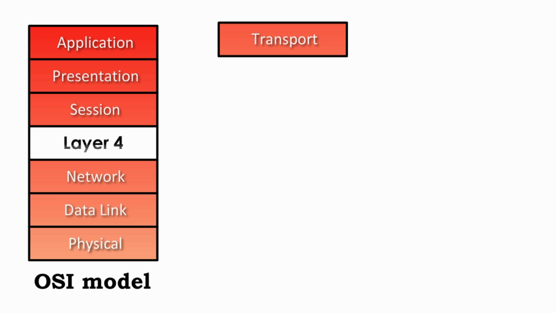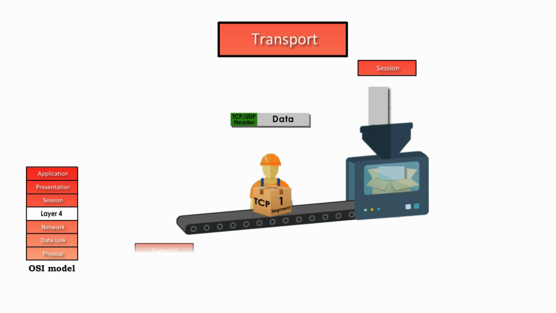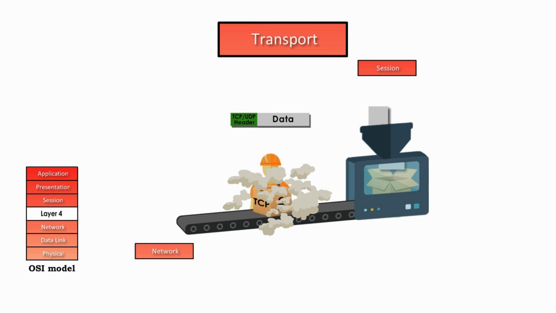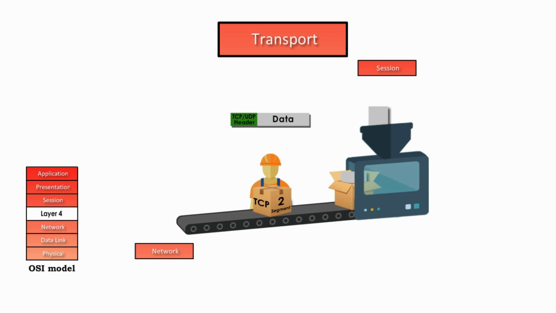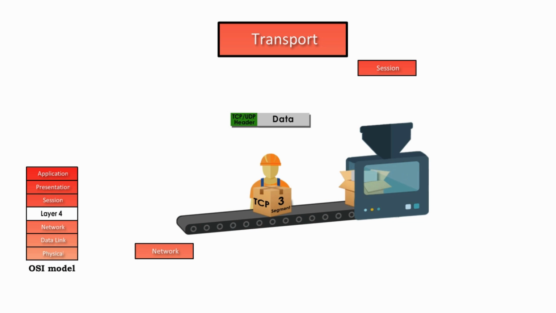Layer 4, transport layer. The transport layer accepts the data from the session layer and chops up the data into smaller segments and adds header information such as destination port number, source port number, and a sequence number which is used by the receiver to put the segments back in order and assemble them. The main protocols in this layer are TCP and UDP. In a separate video, I will talk about their differences in detail, but here we only need to know that TCP is a dominant protocol.